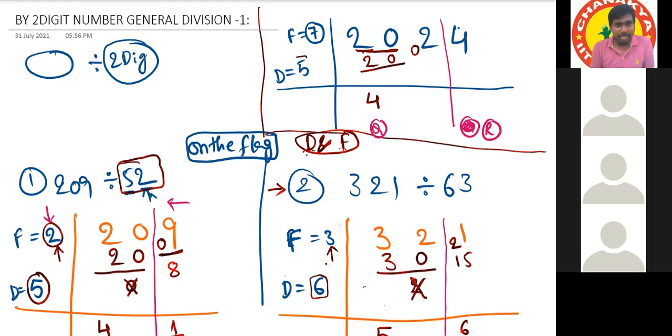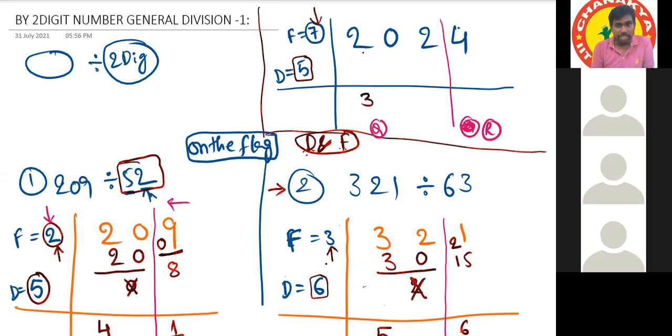Now the divisor is over. Now we have to go to the flag. 7 4s are how much? 28, sir. Can you subtract 28 from 02? No, sir. In this case, instead of taking 4 times, we have to take only 3 times, because 4 times is exceeding.